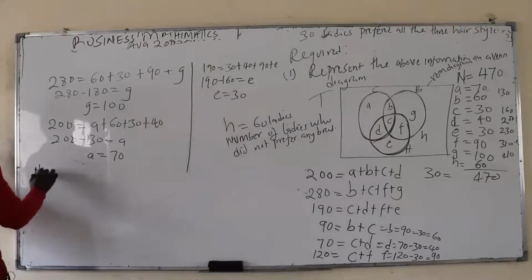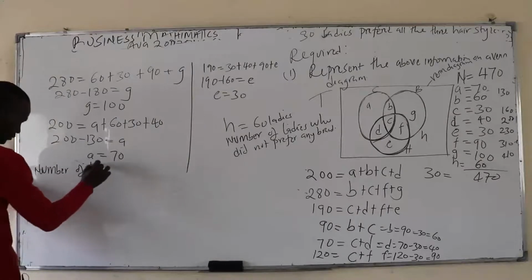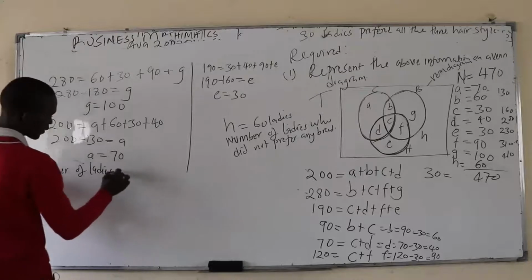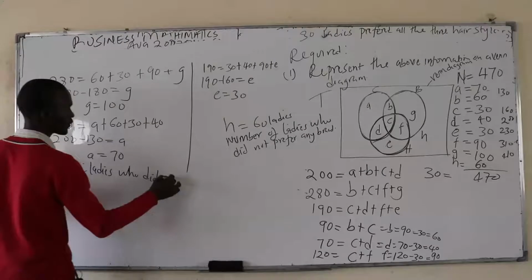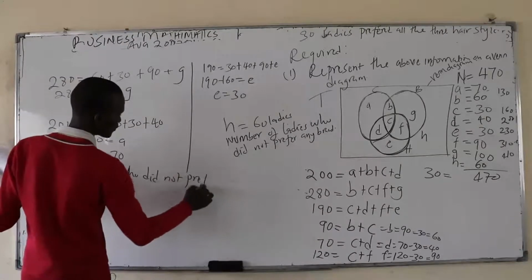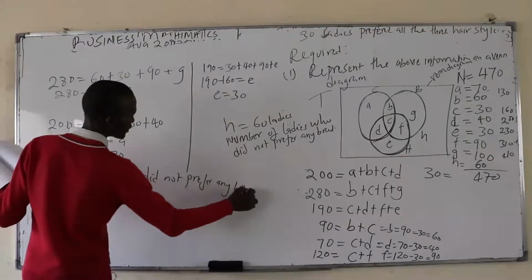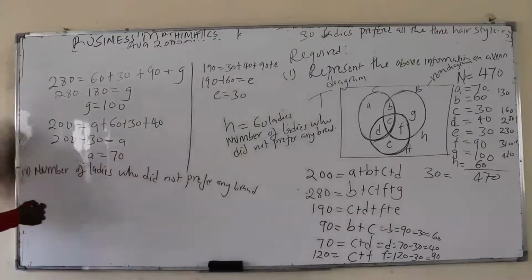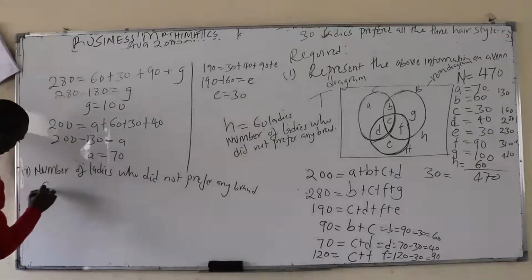Then you can indicate those numbers inside, but if you leave it like this, it is also approved. Then question two, question B: you are told the number of ladies who preferred none of the above hairstyle. So whatever remained here, add all this, whatever remained here is what?